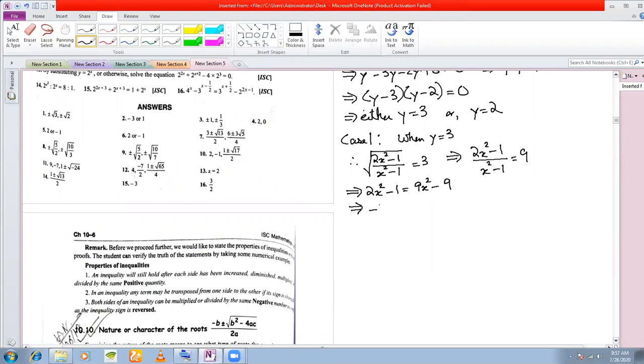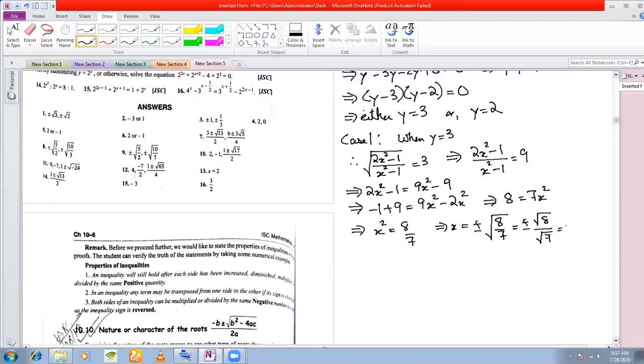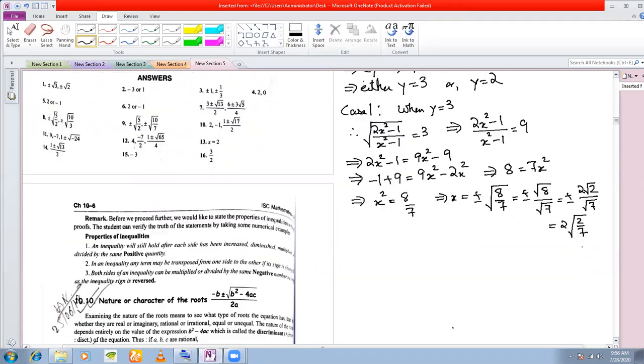So now you get −1 + 9 is equal to 9x² − 2x². So that means 8 is equal to 7x². So x² is equal to 8/7. That means x is equal to plus or minus the square root of 8/7, which can be written as plus or minus square root 8 by square root 7. The prime factorization of 8 is 2³, so root 8 is 2 root 2, divided by root 7, which can also be written as 2 times root (2/7). Okay, so this was your case 1.